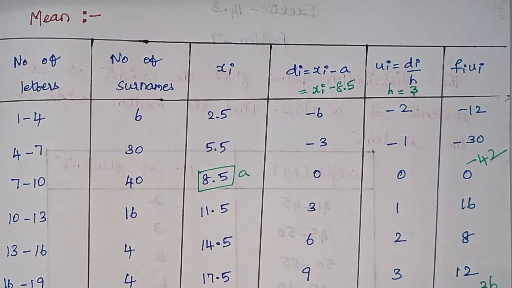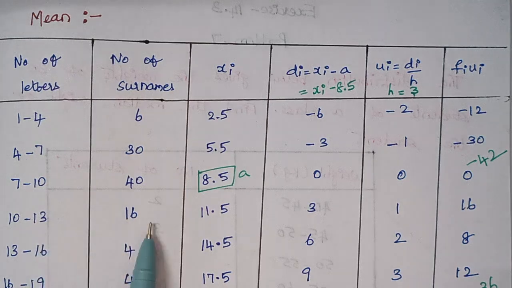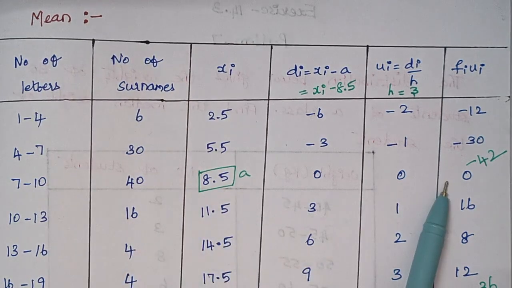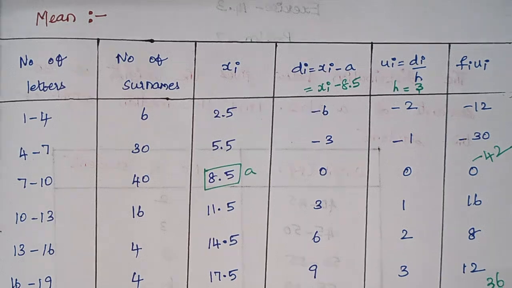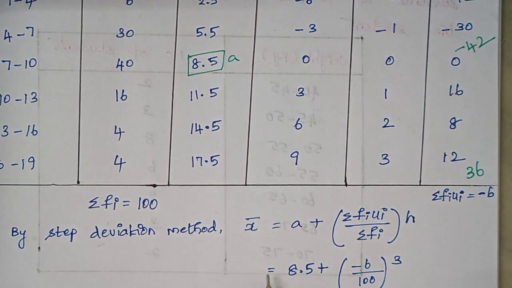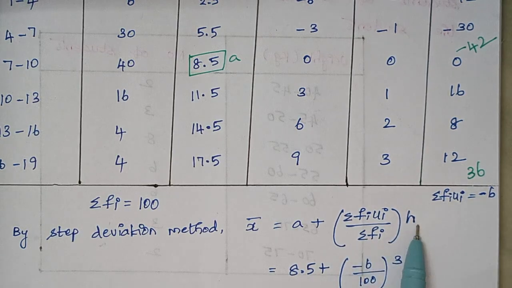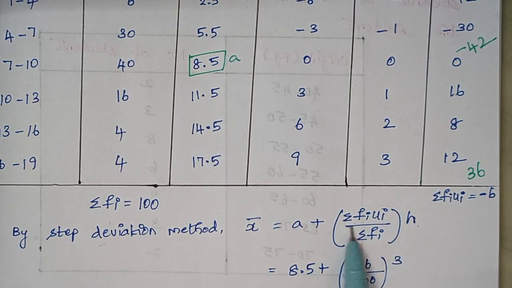The next one is calculating the value of mean. So how to find the value of mean? Here again we are using step deviation method. So this step deviation method has 6 columns. So the first 2 columns are given in the problem and the rest 4 we have to frame. So we will go back from the formula. You see here by step deviation method the formula is a plus summation of fi ui by summation of fi into h.